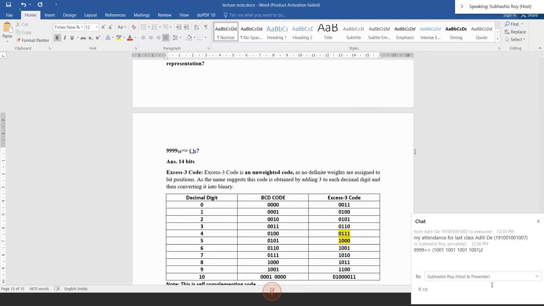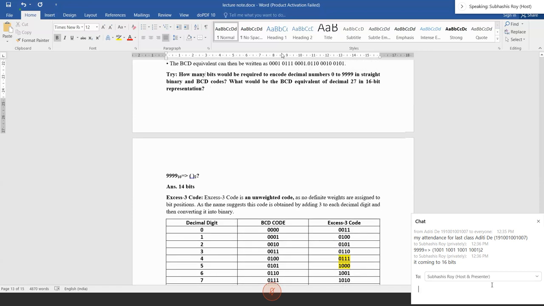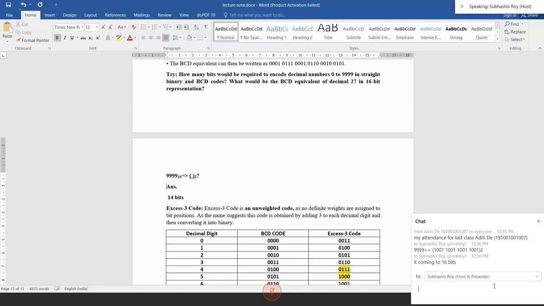Nilanjan has given the answer for 9999. The question is how many bits you actually require to represent this number 9999, right? So this is the procedure for finding it. Here it is 9999, but this works for any arbitrary number. So how can you take that?